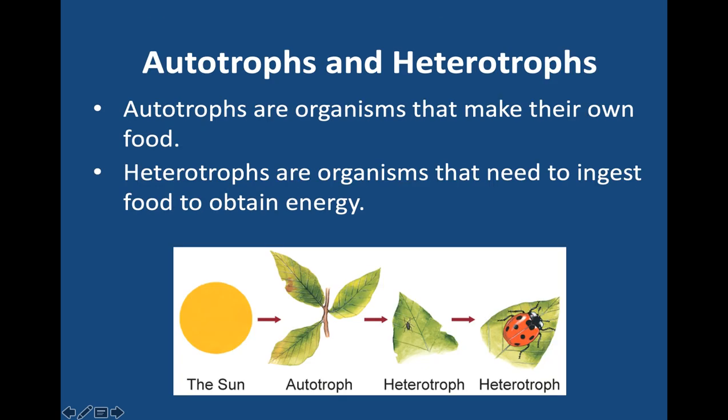Again, another refresher, we need to review these two terms. The terms are autotroph and heterotroph. Autotrophs are organisms that make their own food. Remember the root word auto. Auto means self. So autotrophs make their food themselves. Those are your plants or your producers. Heterotrophs are also referred to as consumers, and they need to obtain energy or eat in order to get their energy.